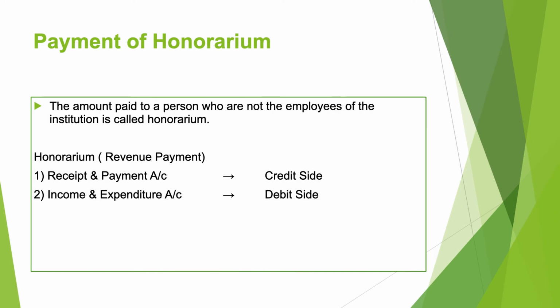Another term is honorarium. Honorarium is basically the amount which is paid to the persons who are the speakers or the guest persons, maybe for giving some lectures or some professional doctors who come to visit. And that amount which is paid is known as honorarium. Honorarium is a revenue payment. In receipt and payment account, it is recorded on the credit side, and in income and expenditure account, it is recorded on the debit side.